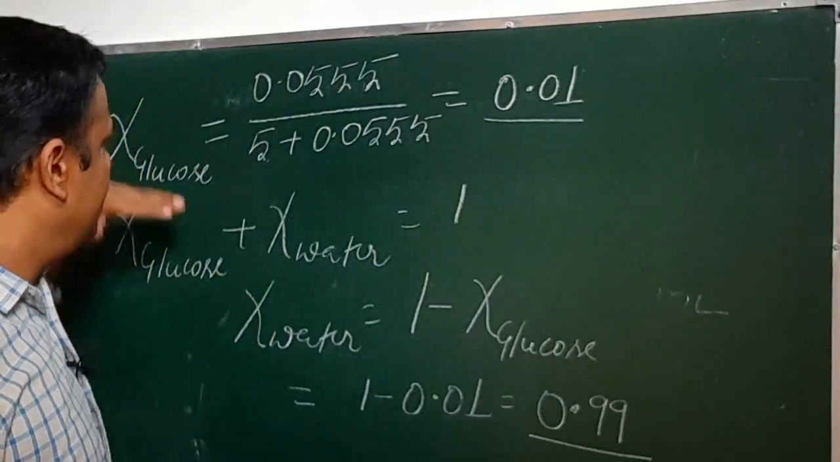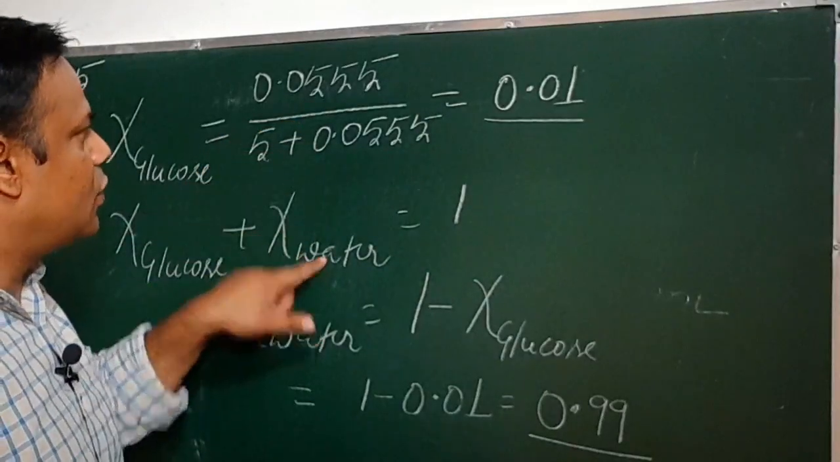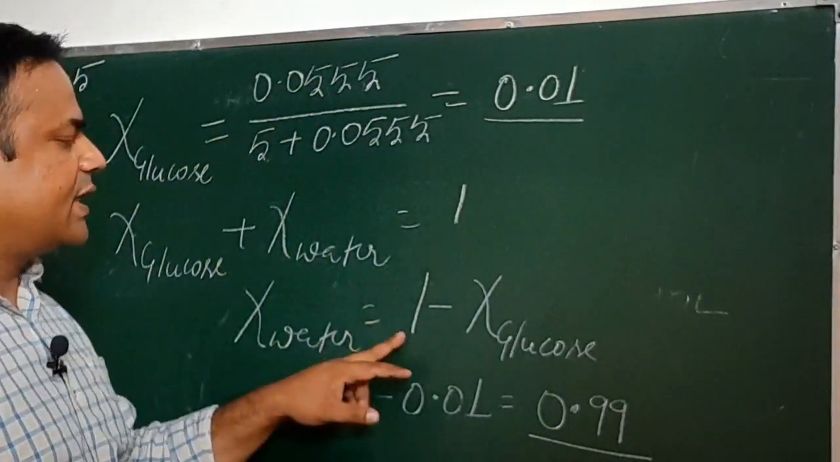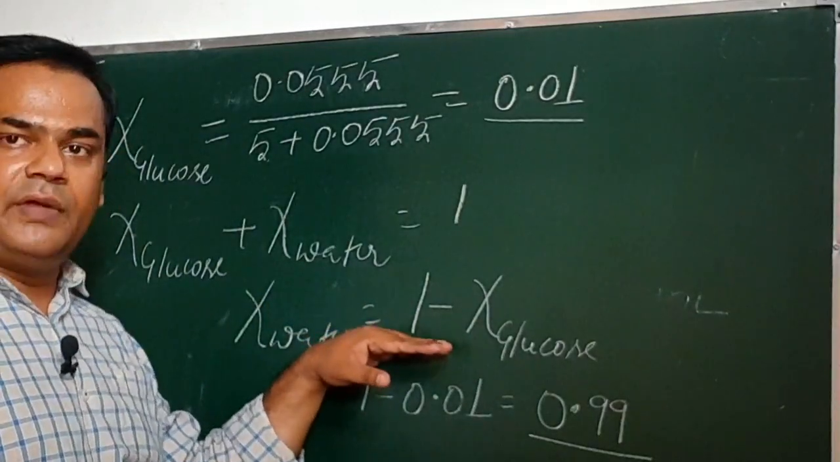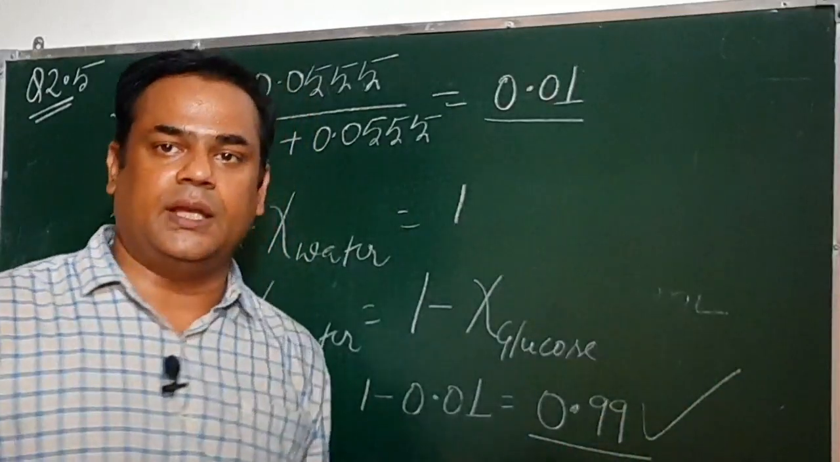So here we have calculated mole fraction of glucose. We need not make this calculation for water because this calculation is a little tedious. So directly by subtracting the mole fraction of glucose from 1, we can calculate mole fraction of water, and this value is coming 0.99.